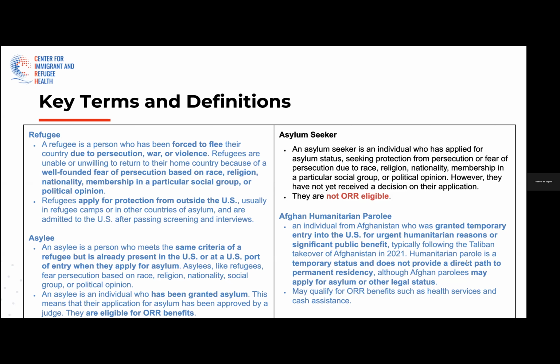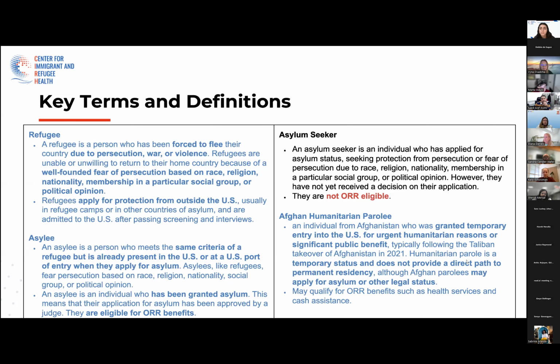An asylee is a person who meets that same criteria of a refugee, but is already present in the US or at a US port of entry when they apply for asylum. And asylees, like refugees, also have fears around persecution. Also, an asylee is a person who has already been granted asylum. So this means that their application for asylum has been approved by a judge and they are eligible for ORR benefits.